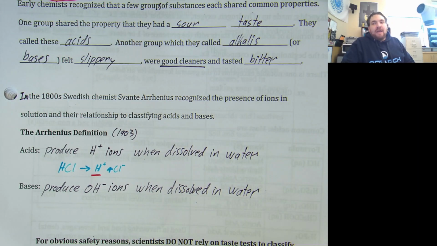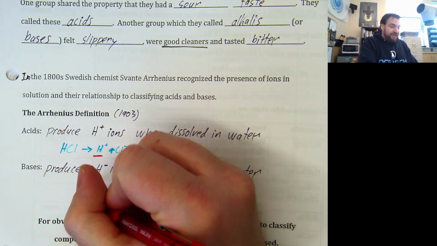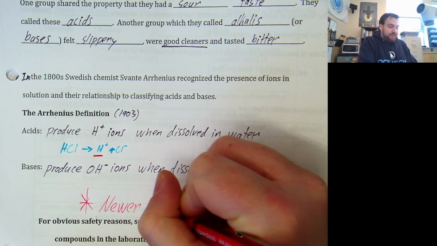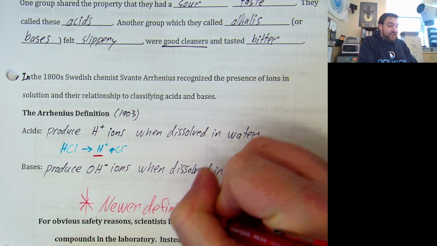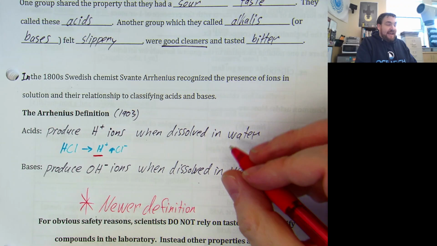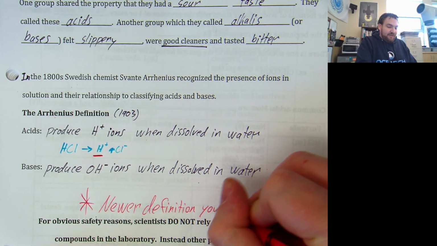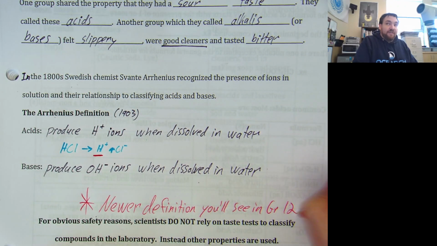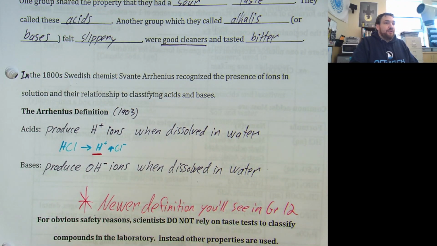Okay, never mind. There is another definition for what makes an acid and what makes a base. I'm not going to tell you what it is. There is, in fact, a newer definition, and if I'm not mistaken, you'll see it in grade 12. It was put together by two chemists named Bronsted and Lowry. They have a new definition for it. You'll see it in grade 12.